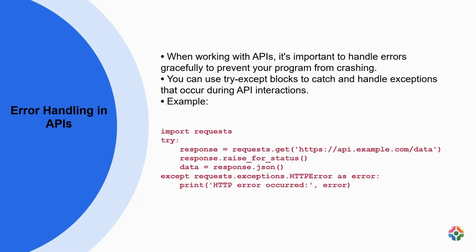By encapsulating the API call within a try block and specifying the exception to catch in the except block, you can gracefully handle errors without crashing the program. This approach enables you to log or display informative messages to users in case of errors, enhancing the robustness of your application.